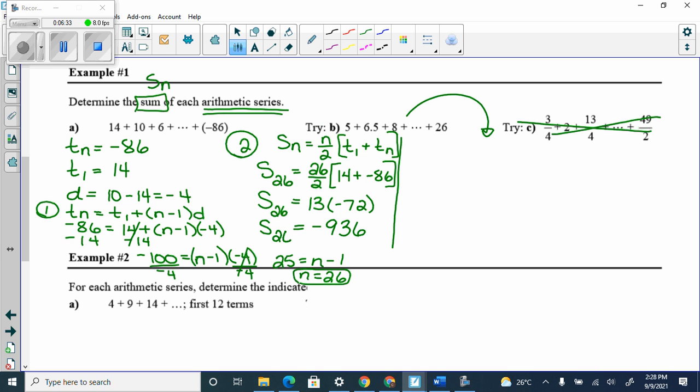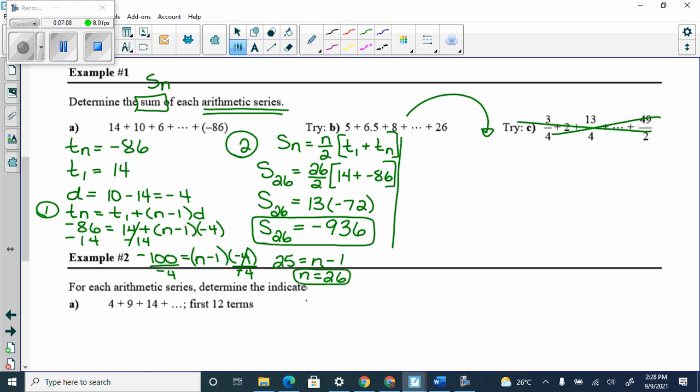Now we have to say, does this seem realistic? My sequence starts at 14, 10, 6. Very quickly I'm going to be out of the positive numbers, correct? And then I'm going to have a whole bunch of negative numbers, and I'm summing them all up. So does it seem realistic that negative 936 would be the sum of the first 26? Yes. What some people will do is they'll get an answer like positive 1,000, and I'm like, does that make any sense? And they're like, no. And I'm like, then don't put that. Go back, try again. So it should make some sense.